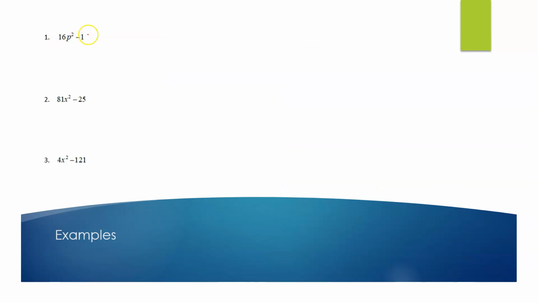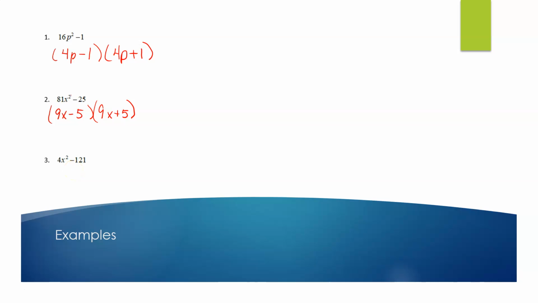So these are two perfect squares. There's a minus sign in the middle. The square root of 16p squared is 4p. Square root of 1 is 1, so 4p minus 1, quantity 4p plus 1. These are both perfect squares. It's a binomial. It's a difference. Square root of 81x squared is 9x. Square root of 25 is 5. Now I'm going to use the addition for the other one.